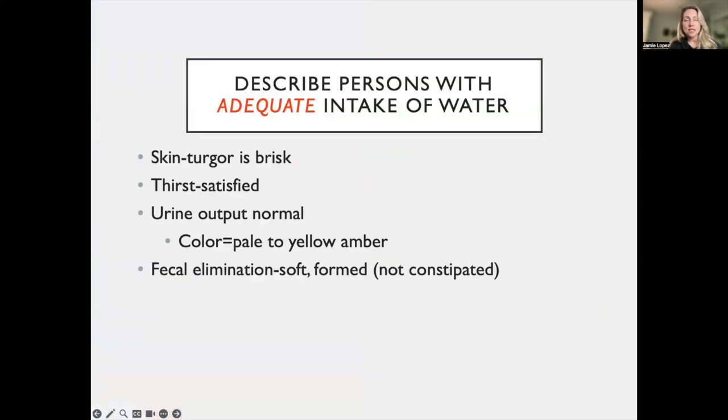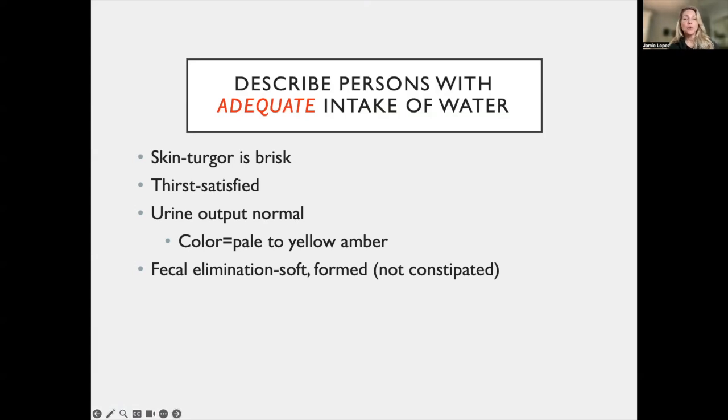Their thirst is satisfied, so they're not feeling thirsty, although this isn't necessarily the best indicator either. It's on this slide, but once you get a little bit older, you sort of lose that thirst sensation. And so your thirst really can't be the absolute indication that you're hydrated or not. But if you're feeling thirsty, you're already kind of in a dehydrated state.